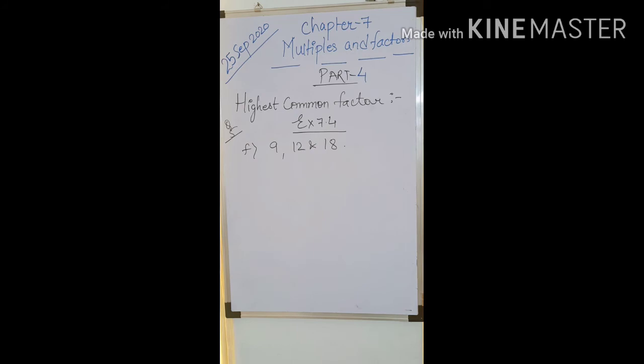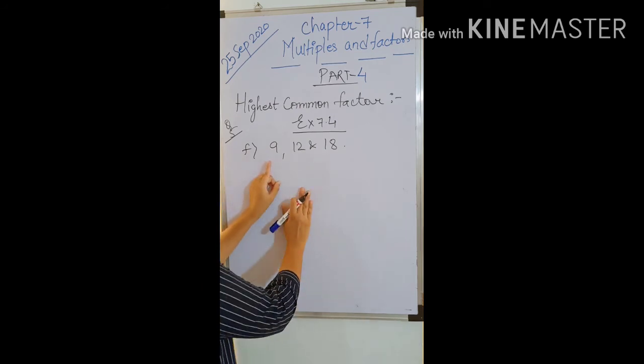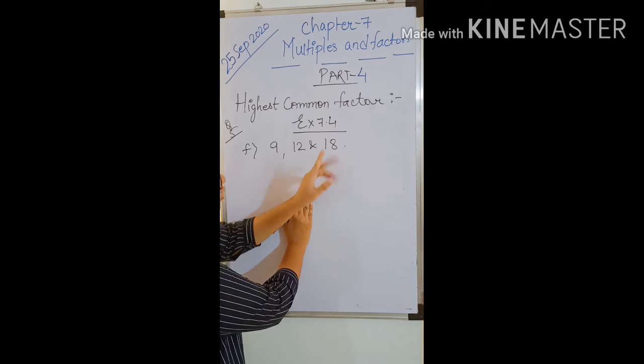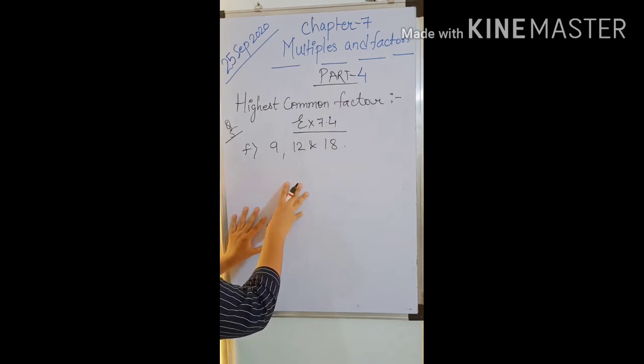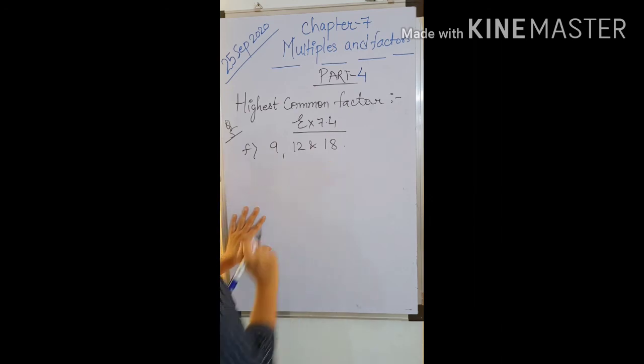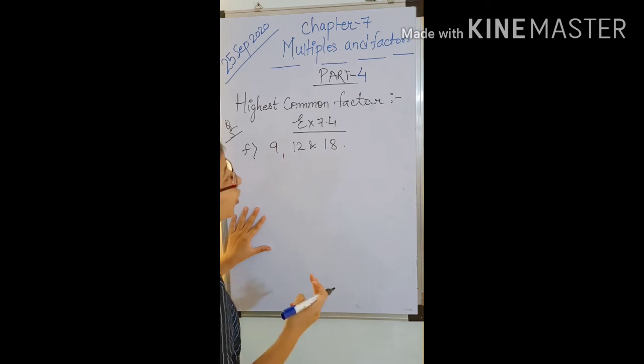Now let us take one more question to understand a little bit better. Again we are going to find the HCF, the highest common factor, for the given numbers. The first important point to keep in mind is step 1, which states that we have to find the factors of each and every number. After finding the factors, step 2 is to find the common factors in the given numbers. And the last step is to find the largest of all the common factors.